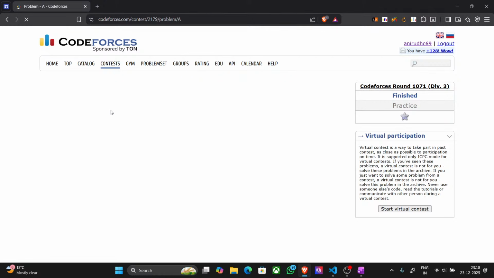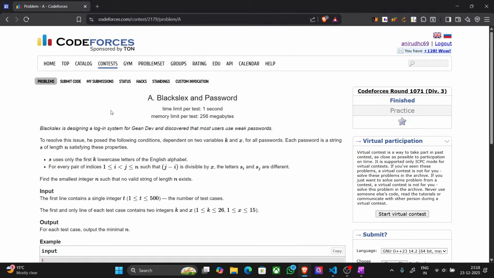So this is the first problem of this contest. Plexec is designing a login system for CanDev and discovered that most users use weak passwords. To resolve this issue, he posed the following condition, dependent on two variables k and x. Each password is a string s of length n, satisfying these properties.